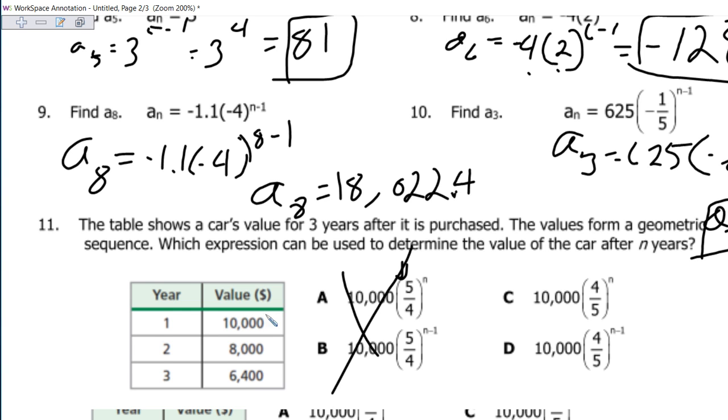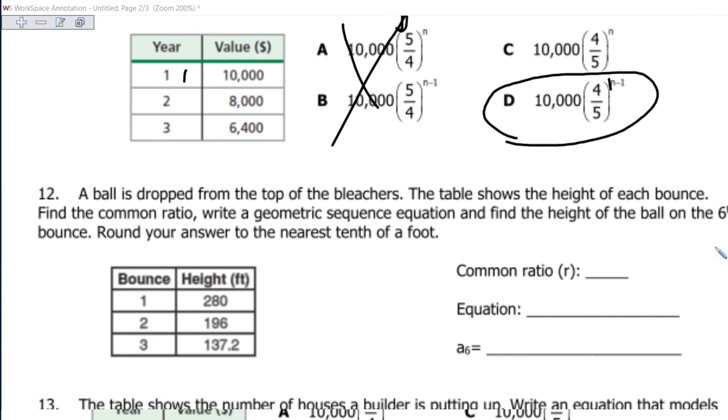Alright, now, let's go ahead and plug in 1 for this right here. So, let's see, 10,000 times 4/5 raised to the 1 minus 1, which is 0. 4/5 raised to the 0 is 1. 10,000 times 1 is 10,000. Okay? I did that without a calculator. You can use a calculator, so use it. Okay? And you would see that that has to be the correct answer.